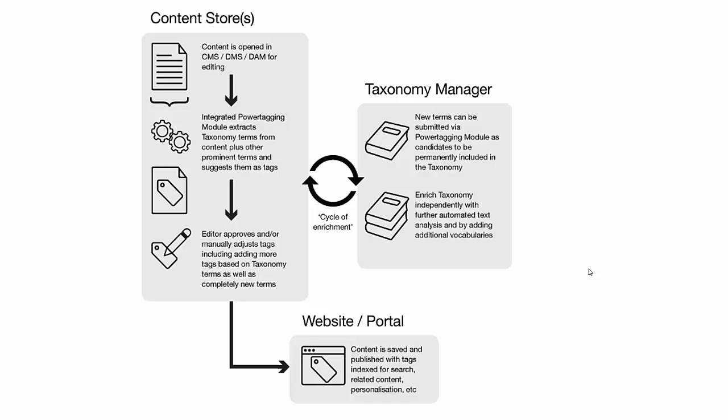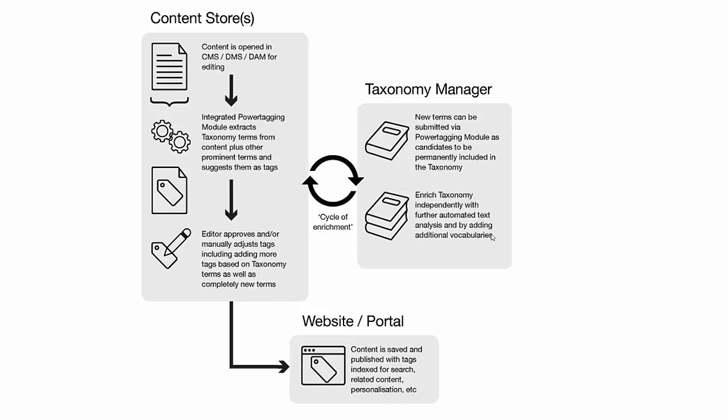The power tagging module will also allow you to manually suggest other terms that might be appropriate to be added as tags but are not currently in your taxonomy. If you do select new terms, you can then submit them as new candidate terms to the taxonomy manager for permanent inclusion in your taxonomy. The taxonomy manager has its own workflow for approval of new candidate terms. This is what we mean by the cycle of enrichment, as these new terms are then utilised by the power tagging module to extract and suggest better tags in future.